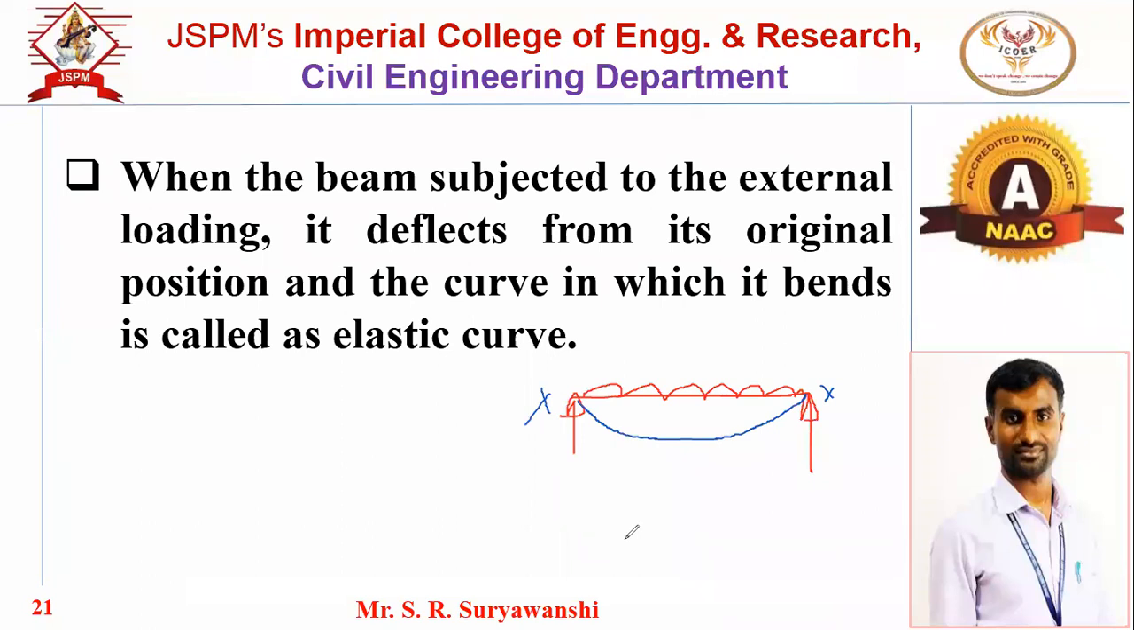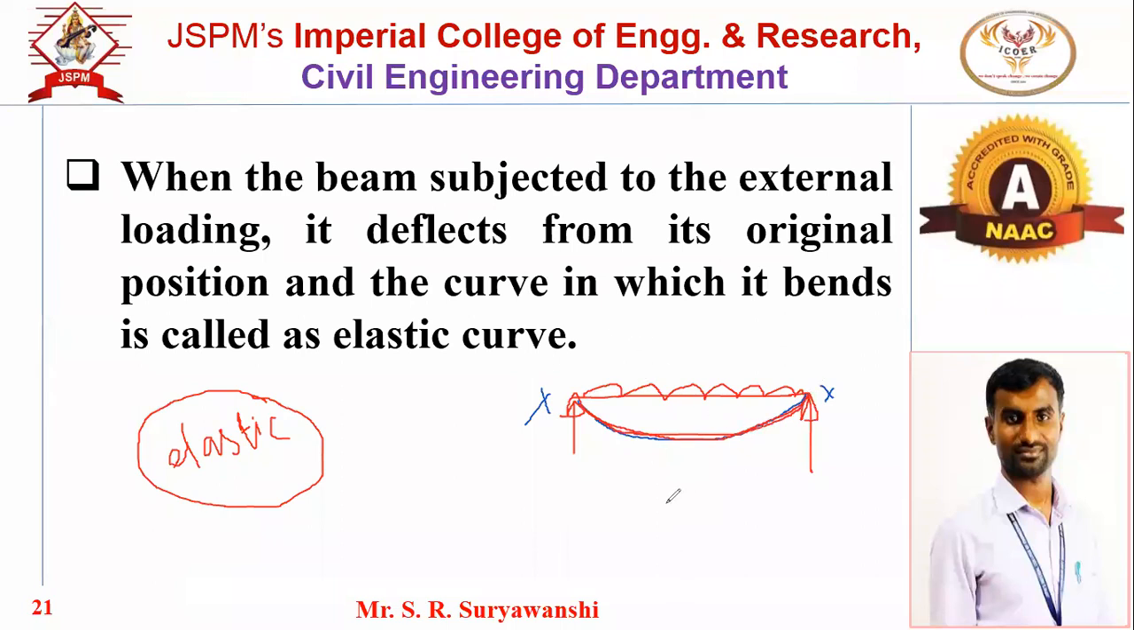So why will it deflect? Because we know that the concrete or RCC will behave as elastic. So we are assuming that the material is somewhat elastic. So that's why it will deflect. Now this is the original position XX. Now this particular curve, after the deflection due to the external loading, is called the elastic curve. It is called the elastic curve of that particular beam.